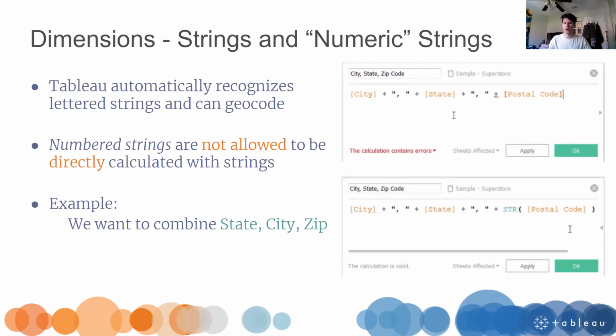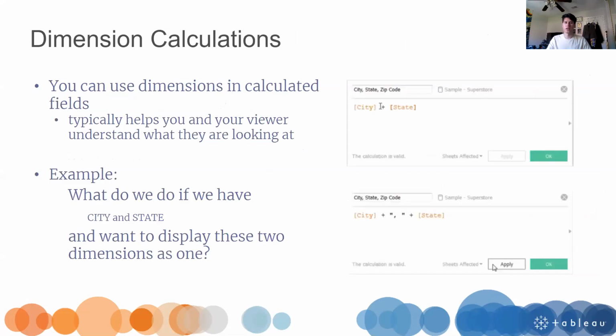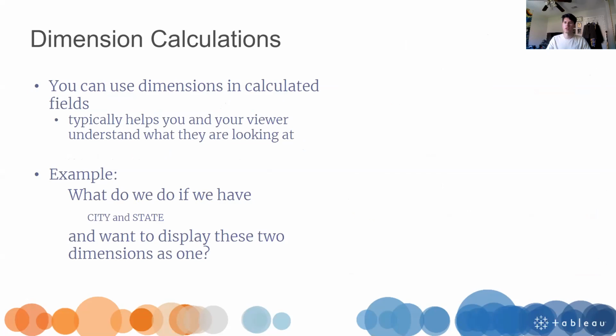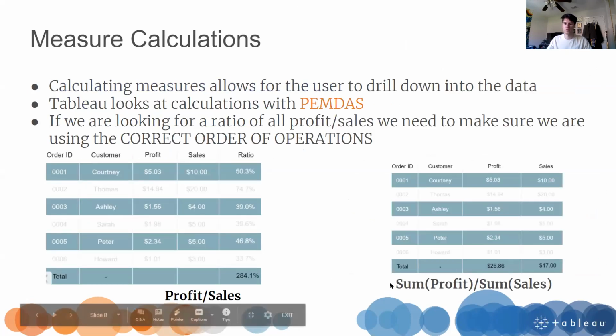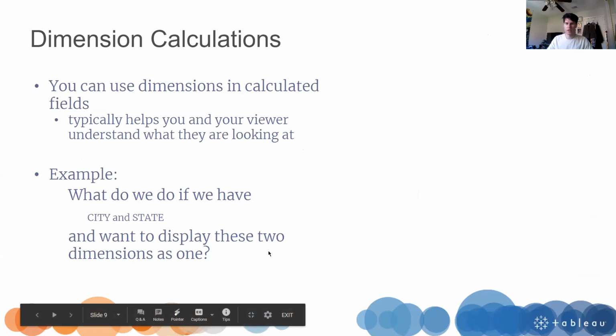So I showed how to do the dimension and string. If you wanted to do a numeric calculation, this is essentially how you would do it. Within the calculated pop-up box, you'd have to do sum of profit minus sum of sales.